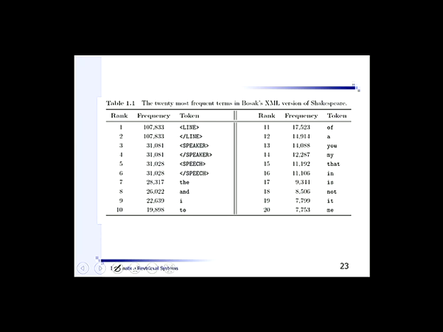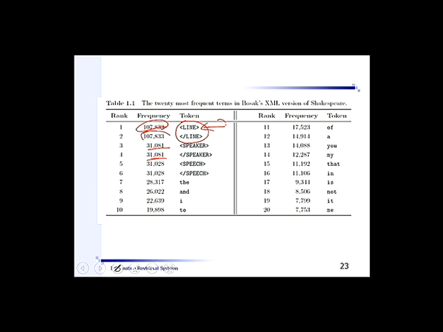So here you can see the 20 most frequent terms in the XML version of Shakespeare's plays. As you can see, line is the most frequent token because every line is encoded with the line tag, and in XML I believe you know that every opening tag must have a closing tag. So if line appears this many times, the closing of the line tag also appears the same number of times. Similarly, speaker appears this many times and the closing tag also appears the same number of times.